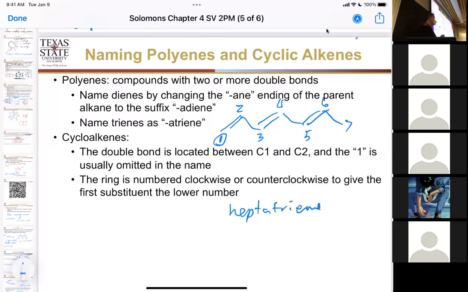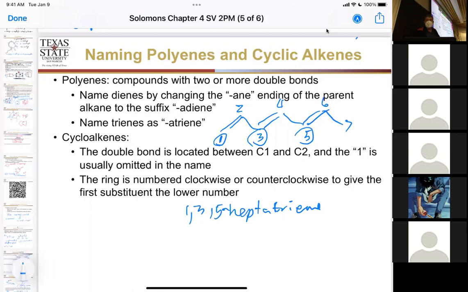So that identifies the fact that we have 3 double bonds and 7 carbons, but we have to locate them all. We have to do 1 comma, 3 comma, 5 dash heptatriene. Okay, do we see how that works? It's kind of just like the alcohols. It's just we're doing it with alkenes instead. We just have to make sure the first carbon of each double bond is the number we use.